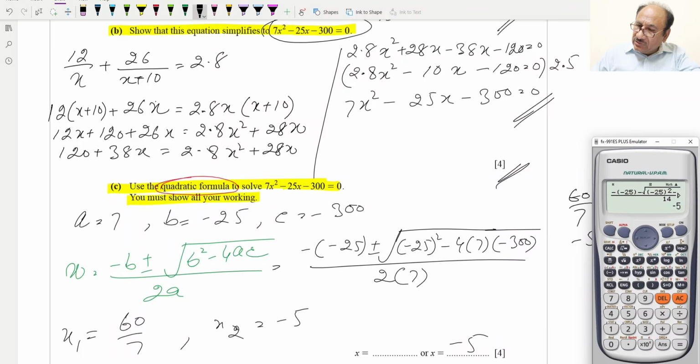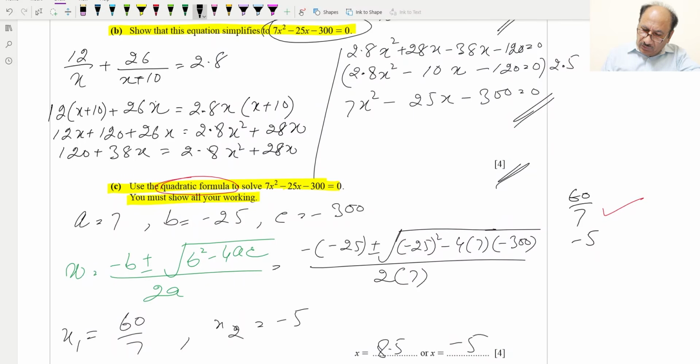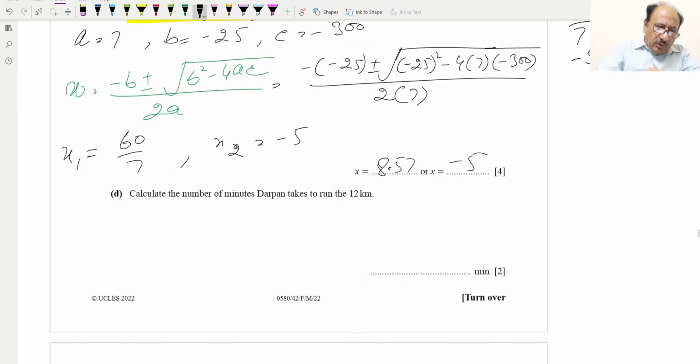So 60 over 7 will be what? 60 divided by 7, the decimal value is 8.57. So we can write 60 over 7, or we can write 8.57, up to 3 significant figures. Hopefully you understood this. Now for the D part, calculate the number of minutes Darpan takes to run the 12 kilometers. And for 12 kilometers, we know the speed is 60 over 7, basically the x value, so 12 over x.